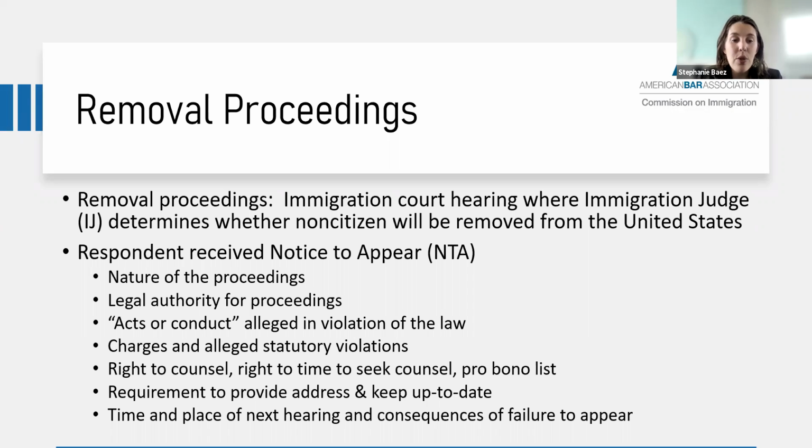And the notice to appear needs to include the list of things that are here on this slide, including the nature of proceedings, the legal authority, the acts or conduct alleged. You can read through all of them and you'll get a copy of these slides. So I'm not going to spend time reading through all of them, but make sure you review your NTA very closely with your client and make sure that all of these things are included on the NTA, including, very importantly, the time and place of the next hearing and the consequences of failure to appear. If the time and place of the next hearing is blank, then that's not a proper NTA, and that can be contested in court.